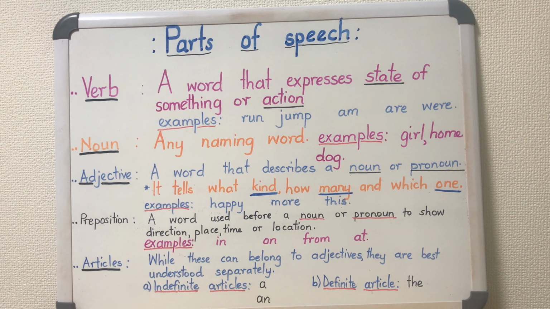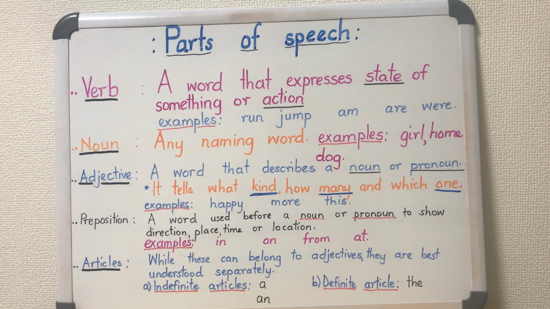The last, but not the least. It is the last in this list, but it's not the least. In terms of importance, it's equally important to the other parts of speech that we've looked at. It is an article, or articles. What I said is these can also be classified as adjectives, but they are best understood when they are tackled separately. We have got two groups of articles.